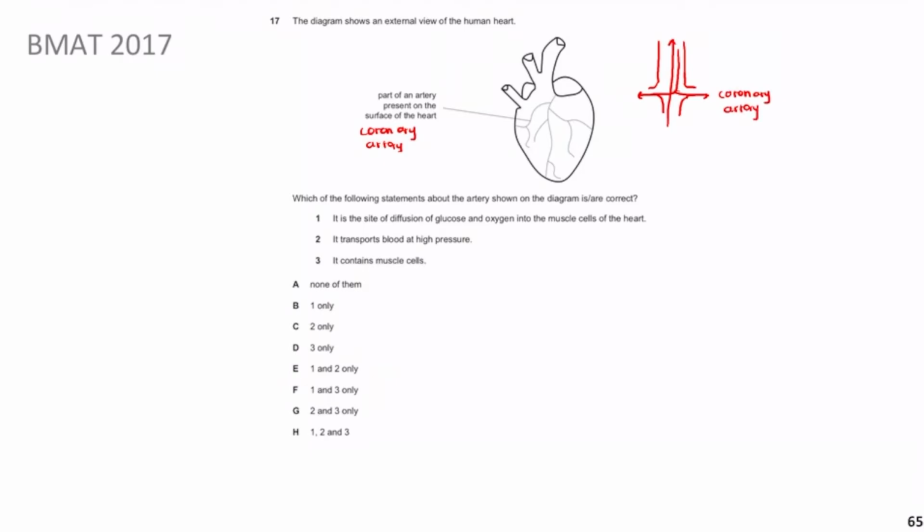So then let's go through this. "Is the site of the diffusion of glucose and oxygen into the muscle cells of the heart." Okay, this is a really tricky question. You would think that because it's supplying the heart, but the place where the actual exchange happens is the capillaries, not the arteries.